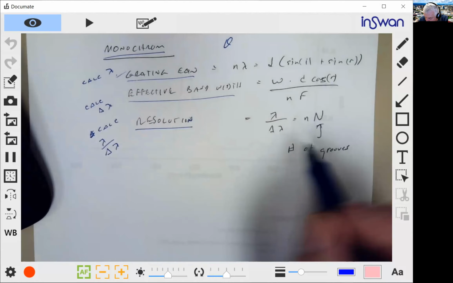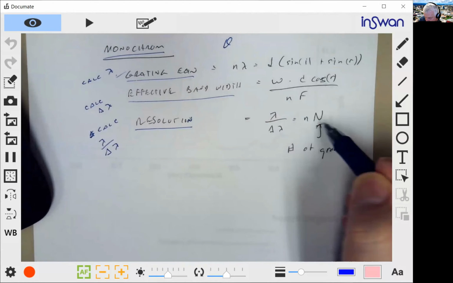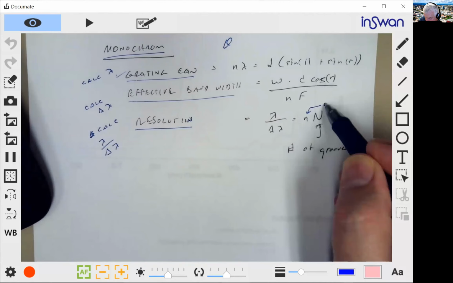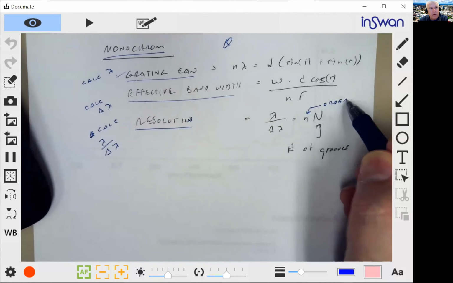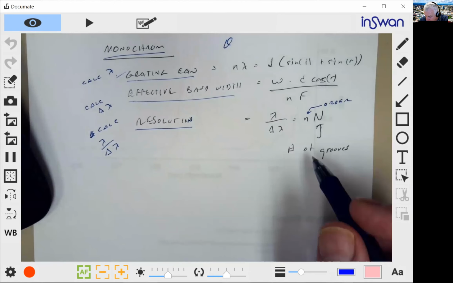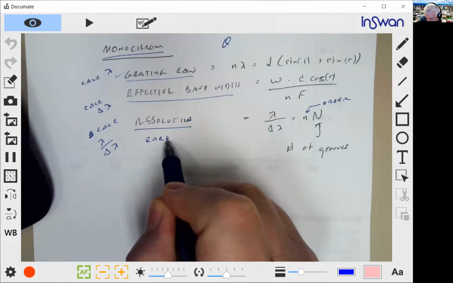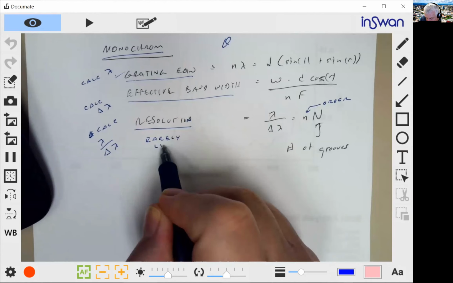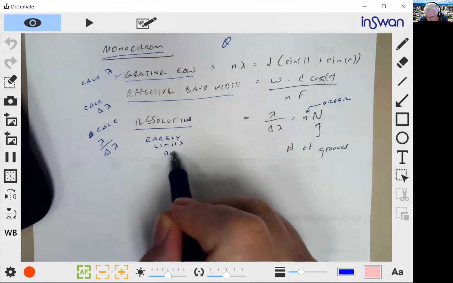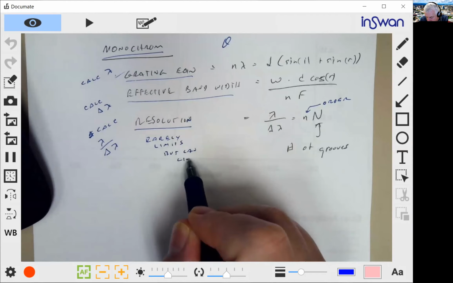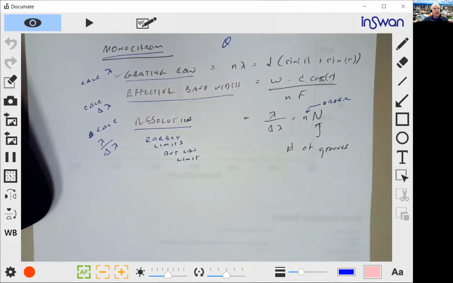And to calculate lambda over delta lambda, you need to know the order of diffraction and the total number of grooves that you illuminate. And so this rarely limits, but it can. So if you have a real small grating, like only 1 millimeter of grating, then that could limit. But if you have more than a millimeter, then it's unlikely to limit you.